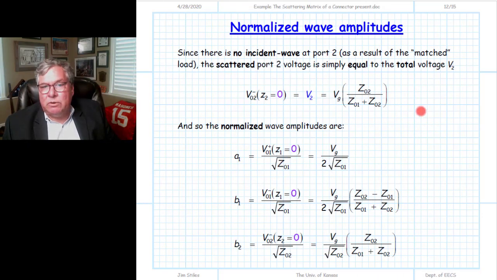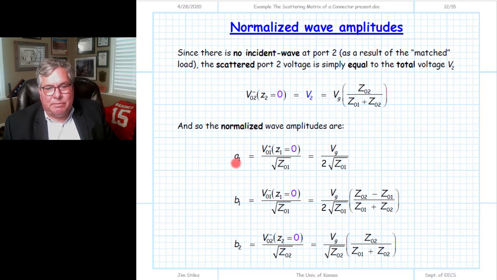Since there's a matched load at port 2, there is no incident wave on port 2, and therefore the scattered voltage at port 2 is equal to the total voltage there. We found that total voltage from voltage division, and therefore we know the scattered voltage at port 2. So we know all we need to determine the normalized wave amplitudes for the ports.